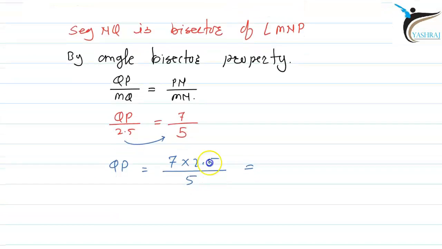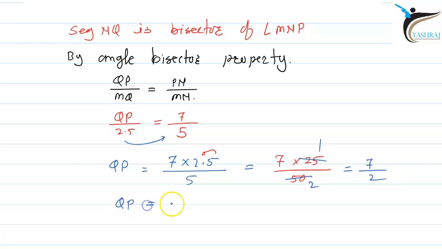Now to cancel out this decimal point, we have the decimal after one place in the numerator. So multiply and divide simultaneously by 10. Once we have the decimal after one place, 7 into 2.5 into 10 becomes 25.0, meaning 25, and 5 into 10 in the denominator gives 50. 25 ones are 25, 25 twos are 50, so that will remain 7 by 2. After dividing 7 by 2, we get 3.5. So the QP value is 3.5.